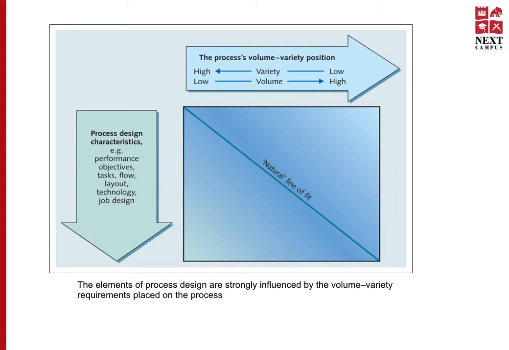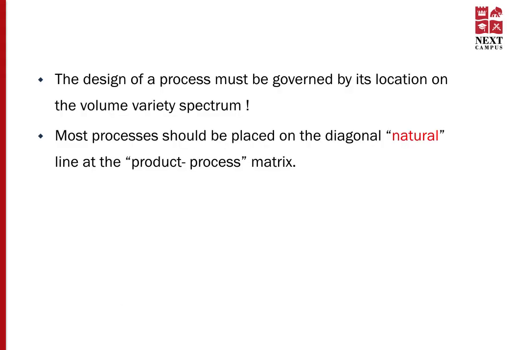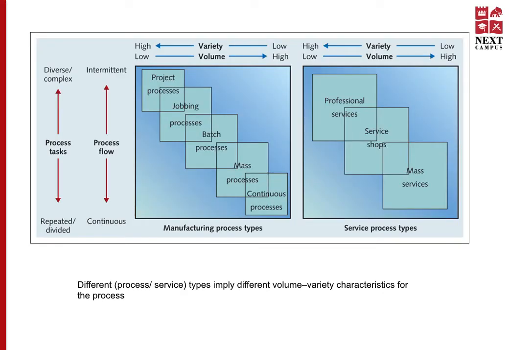The elements of process design are generally strongly influenced by the volume variety requirements placed on the process. The design of a process must be governed by its location on the volume variety spectrum. Most processes should be placed on the diagonal natural line of the product process matrix. Let's try to understand the product process matrix.